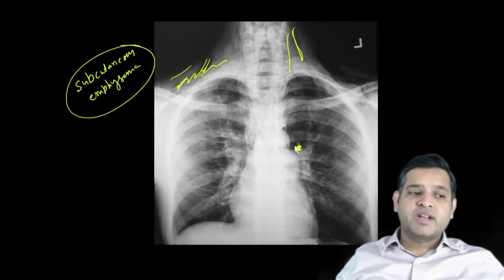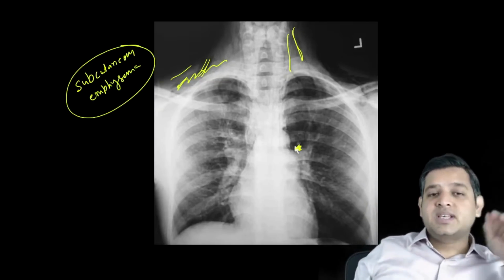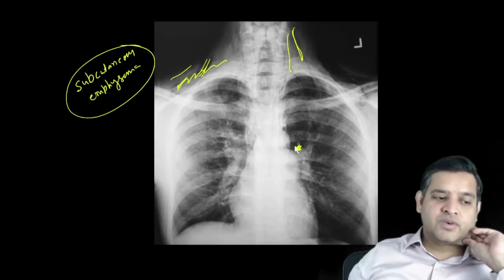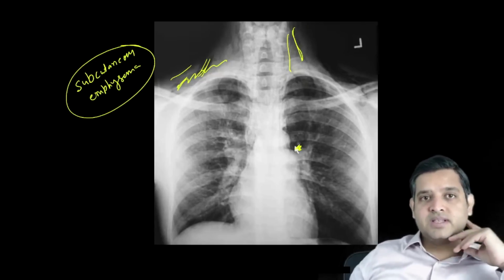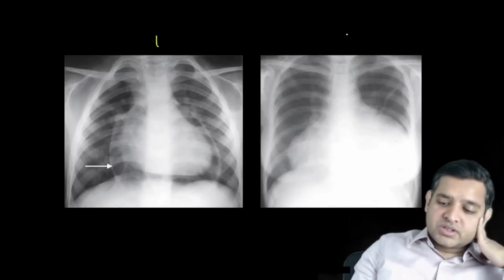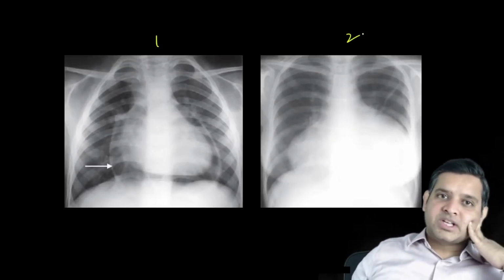Soft tissue should not have an air lucency, and if we are seeing an air lucency in the subcutaneous tissue, that's an image of subcutaneous emphysema. Okay. All right. Now I have two images for you over here. Just try to pay attention to this.